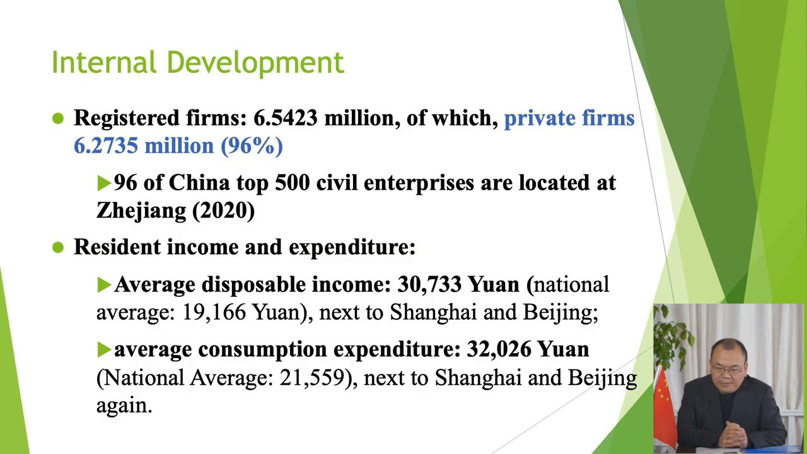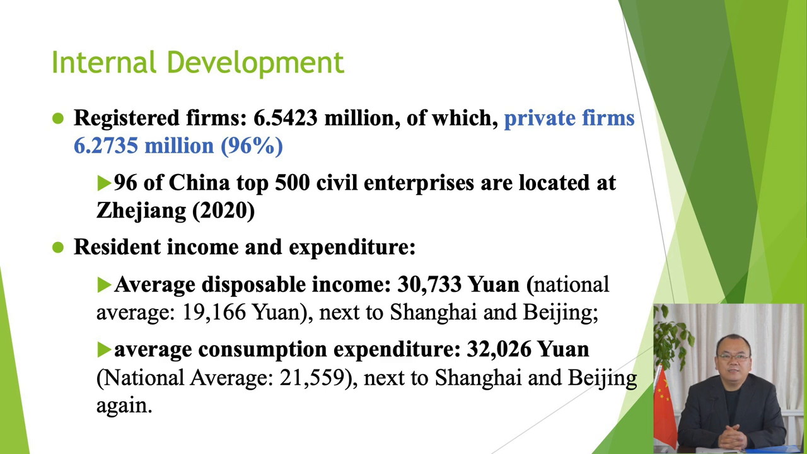Besides that, in Zhejiang province, after the development of the last 20 years, 96 of China's top 500 civil enterprises are located in Zhejiang province. You can remember these civil enterprises from Wahaha to Wanxiang to Alibaba. These civil enterprises are privately owned.